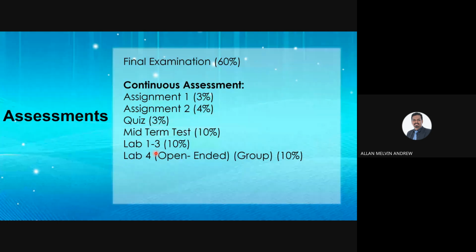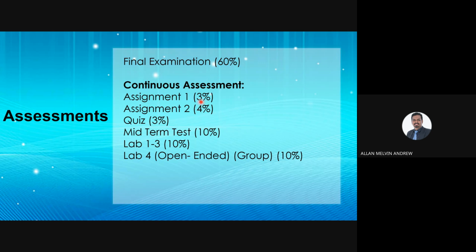So labs 1 to 3 are 10 marks, and lab 4 is open ended. You'll be doing it in a group, and it will be 10 marks. Open ended means you need to come up with your own experiment and your own solution. That's why the marks are high, but we will assign you to a group. We will evaluate individually, but you will do the reports in a group. So please work on this.